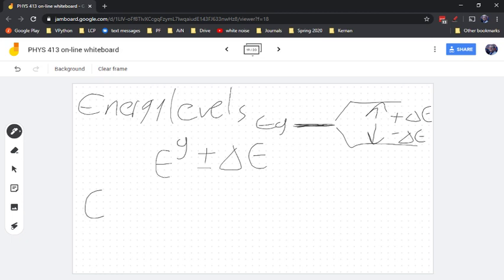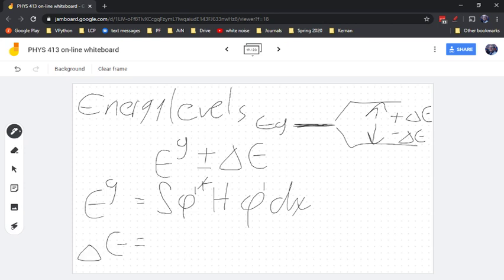Well, this Eg, it turns out, is an expectation value of your Hamiltonian if you use phi1 and phi1. It's the same thing if you use phi2 and phi2, right? Because this is the original ground state. The delta E is what you get if you mix the two states.